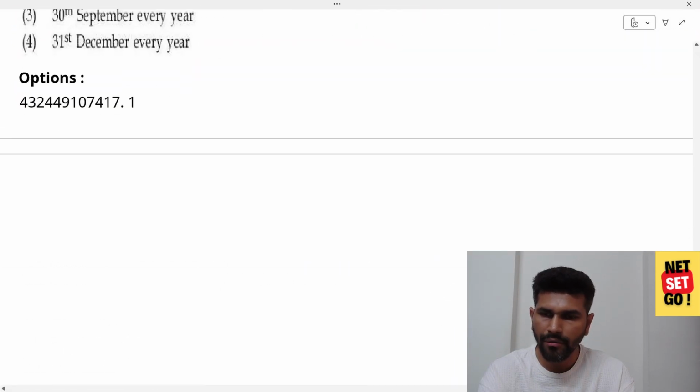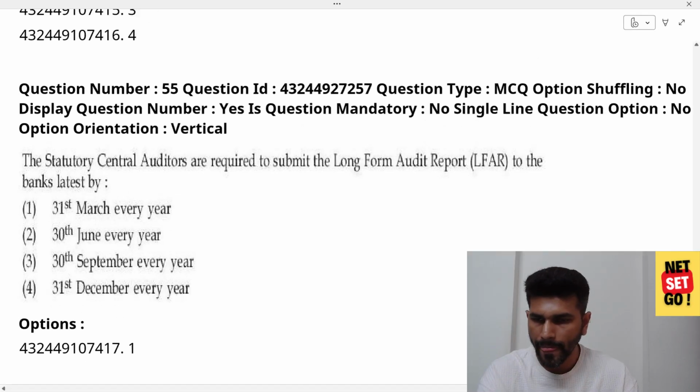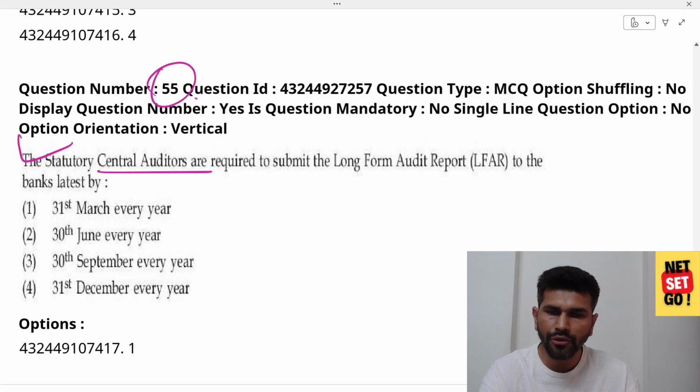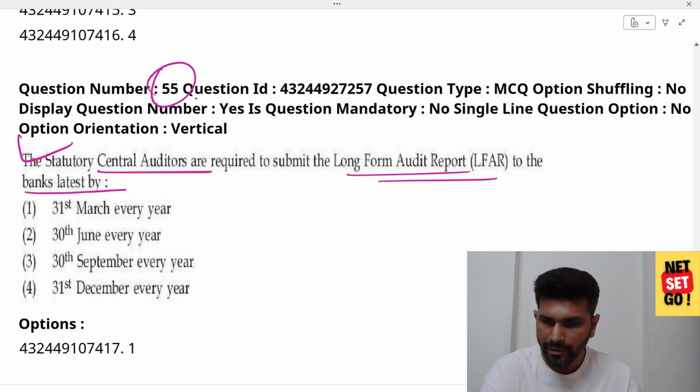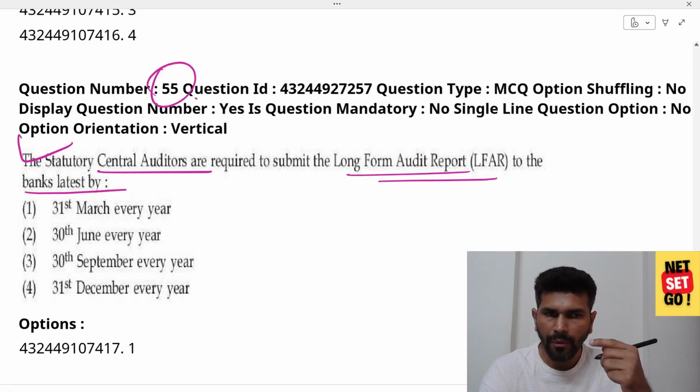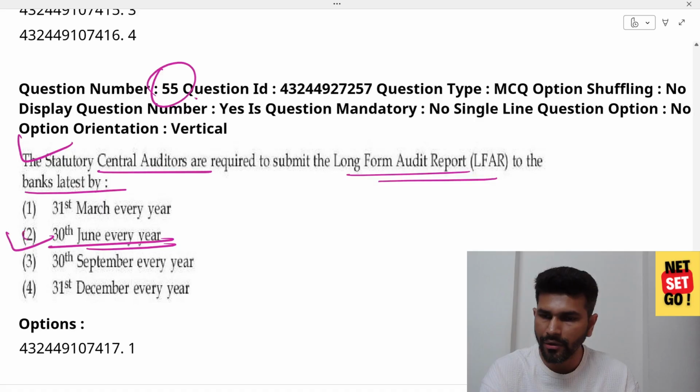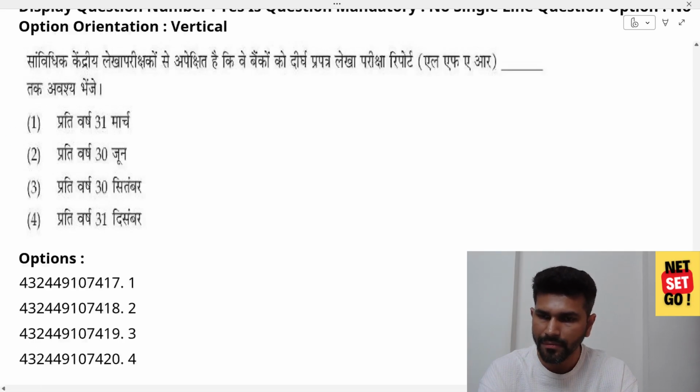Next, question number 55. Statutory central auditors are required to submit the long form audit report to the bank latest by first quarter end, that is after March, April, May, June, 30th June every year. Option 2 is correct answer.